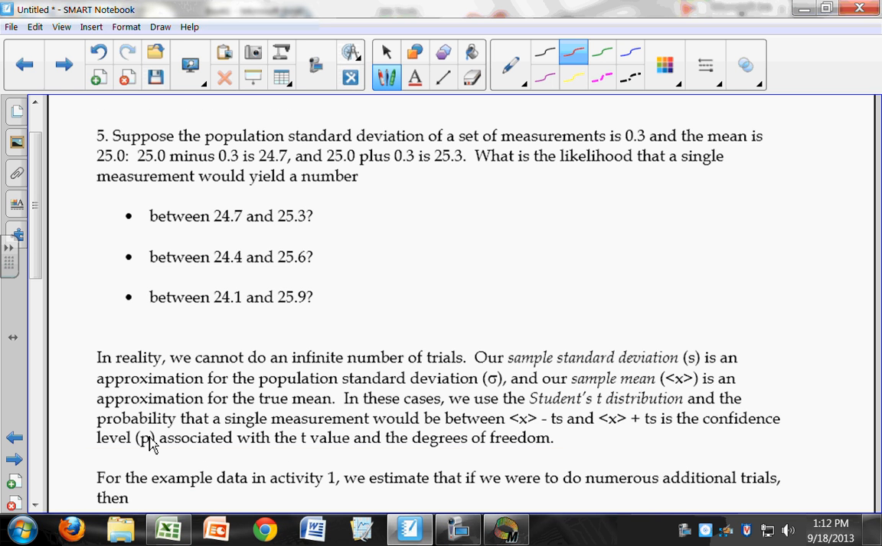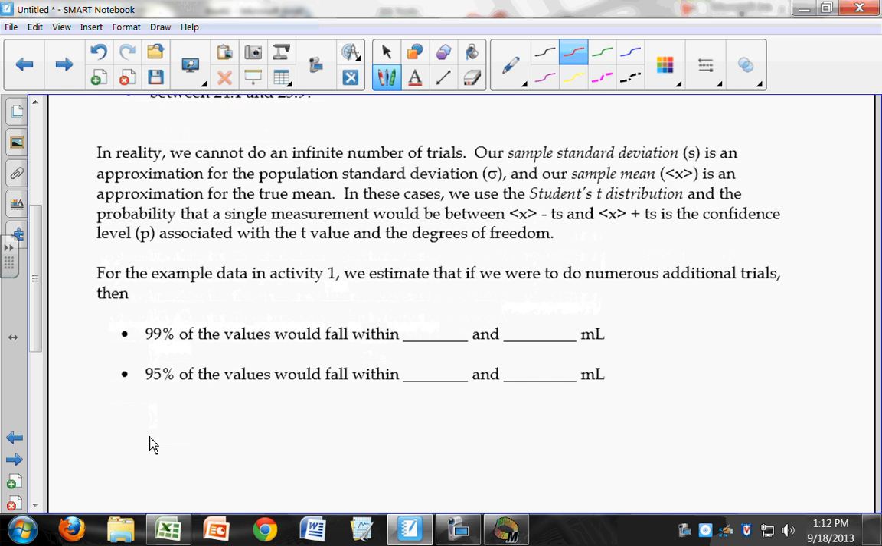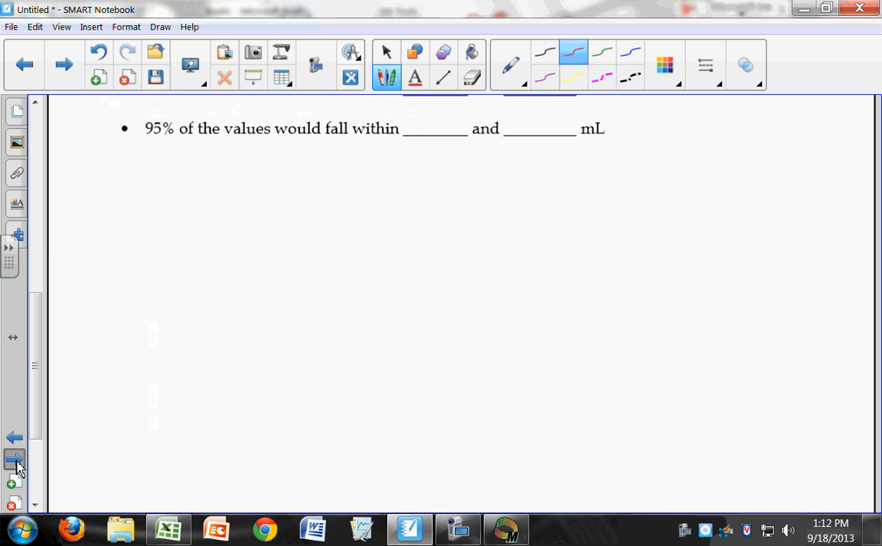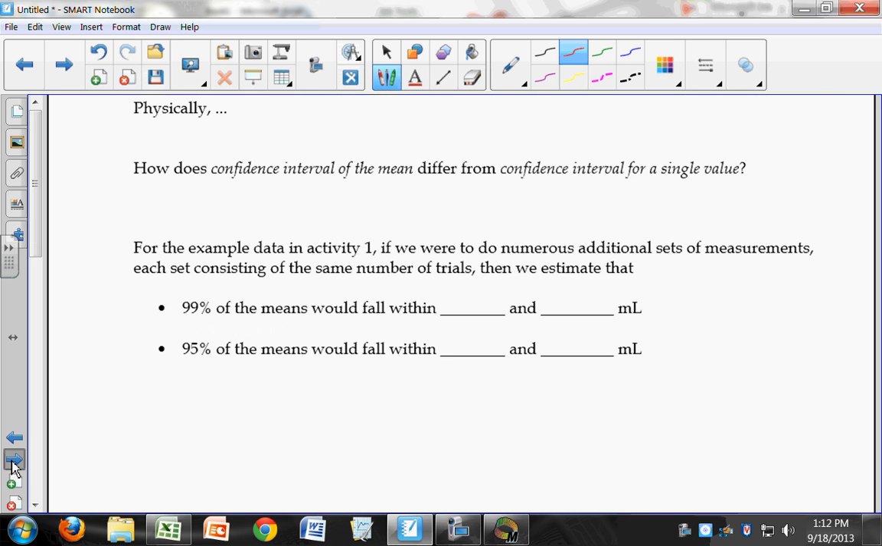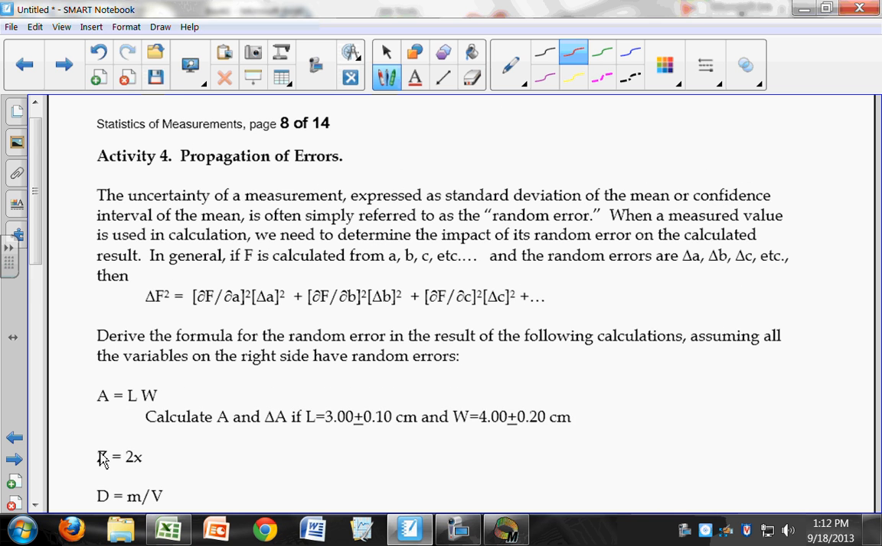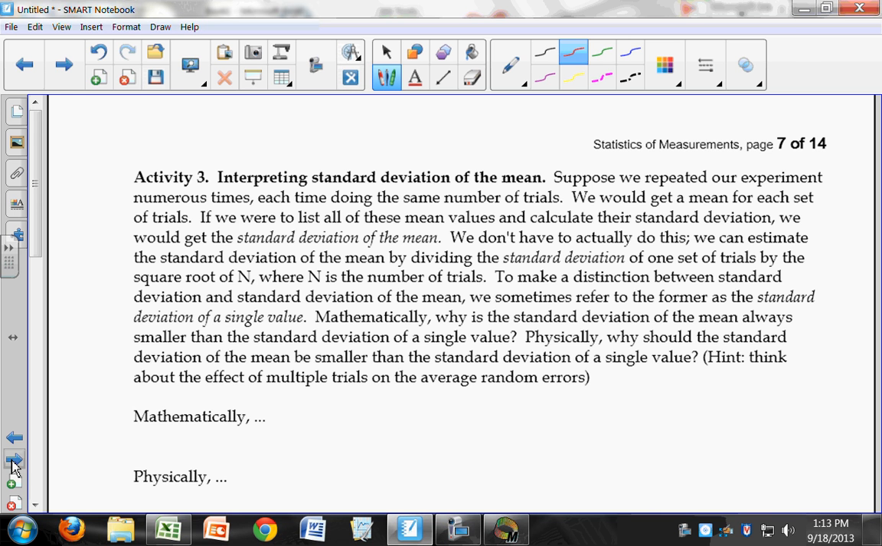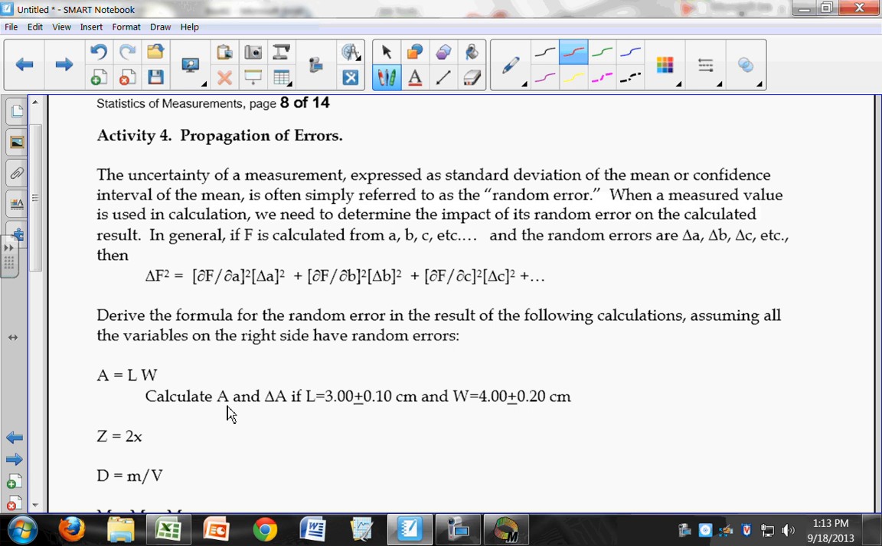Okay, so the rest of these, just explore on your own and answer the questions, finish up the rest of that. Let's move on to activity 4, propagation of errors. The other questions there, just follow-up questions, had to do with interpreting standard deviation of the mean. So let's take a look at propagation of errors.